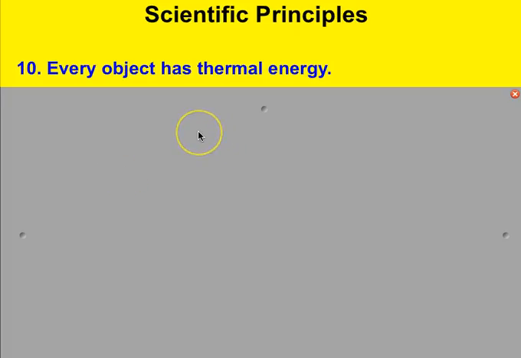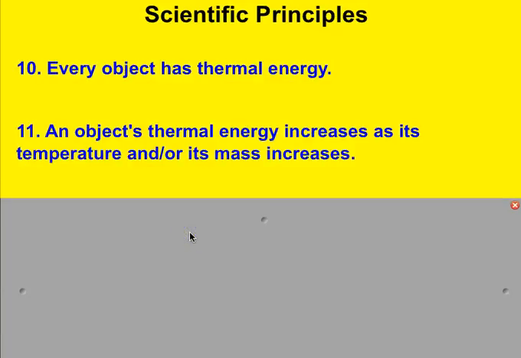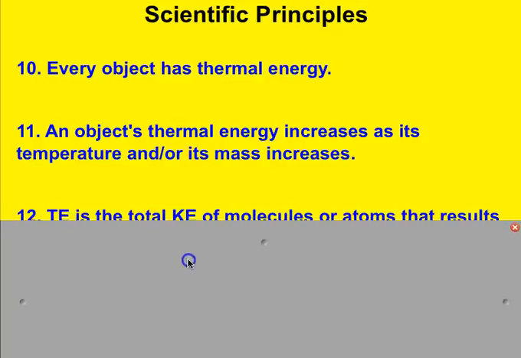What do you think? Be prepared to respond to those when we have our group discussion. And then finally, we're going to add a scientific principle, so you can go ahead and add that right now so we don't have to worry about it later. Every object has thermal energy. This actually answers some of the questions we just went over. And number 11, an object's thermal energy increases as its temperature and/or its mass increases. Again, this answers another question. What are the factors? Its temperature is a factor and its mass is a factor.